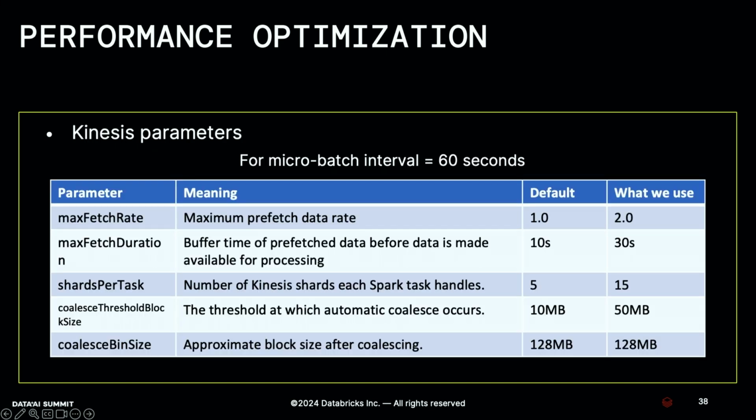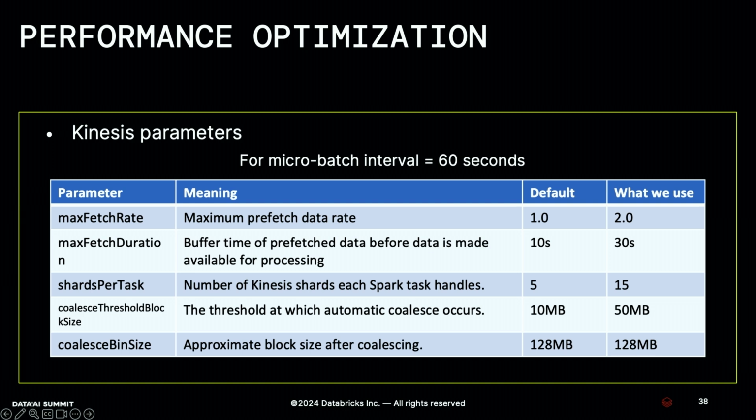We use an AWS Kinesis data stream as our input data source. A lot of Kinesis parameters need to be adjusted based on the use case to optimize the performance. In this slide, I listed a few of the parameters that we have optimized for our application when the microbatch interval is 1 minute.